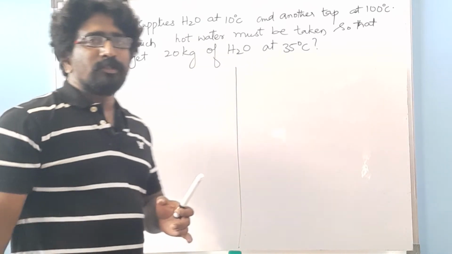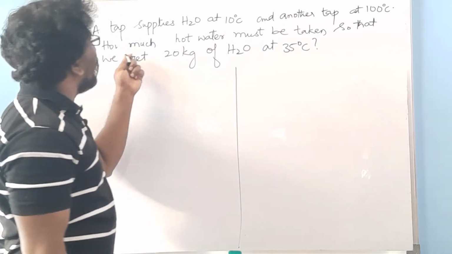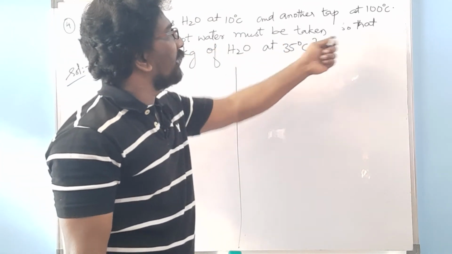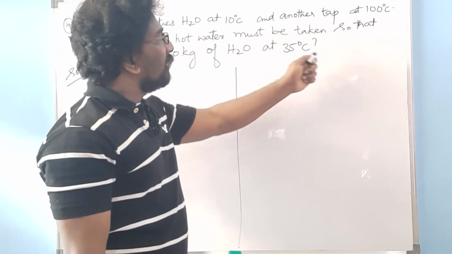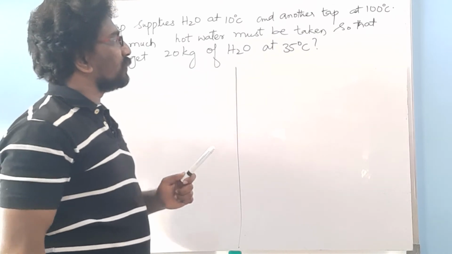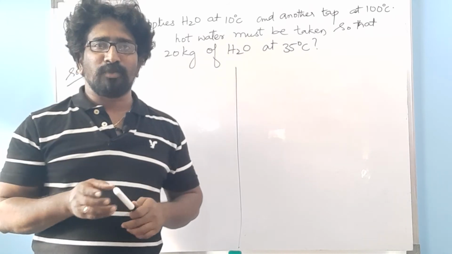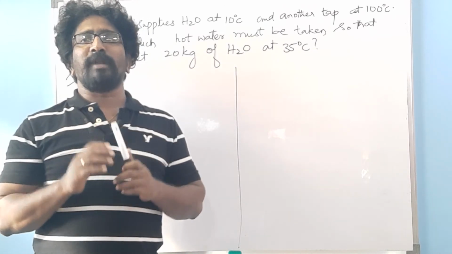Okay. So see Emma, this question goes like this. A tap supplies water at 10 degrees Celsius and another tap at 100 degrees Celsius. How much hot water must be taken so that we get 20 kgs of water at 35 degrees Celsius? It is given that there are two different taps supplying two different kinds of water. One tap is supplying cold water and another tap is supplying hot water.